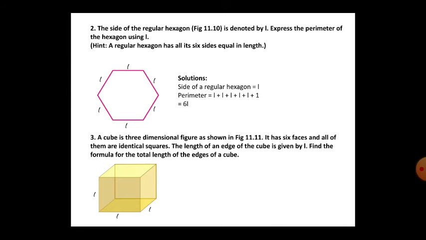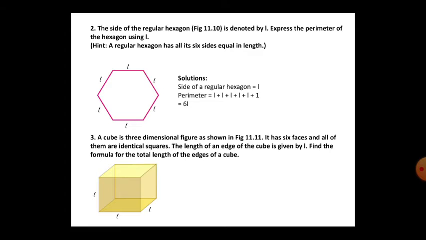Like that, a cube is a three-dimensional figure as shown in the figure. In the cube, you can observe it has 6 faces and all of them are identical squares. You know that a cube has 6 faces, and all faces are equal. The length of an edge of a cube is given by L.